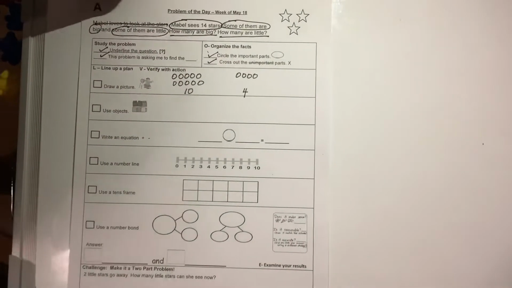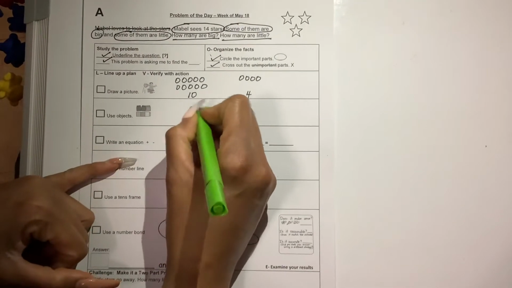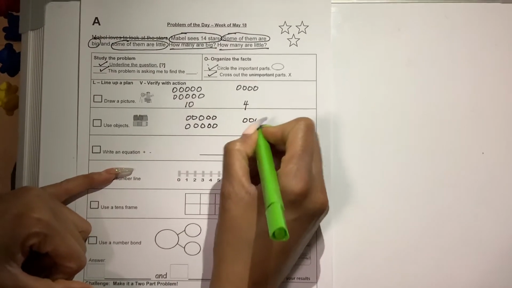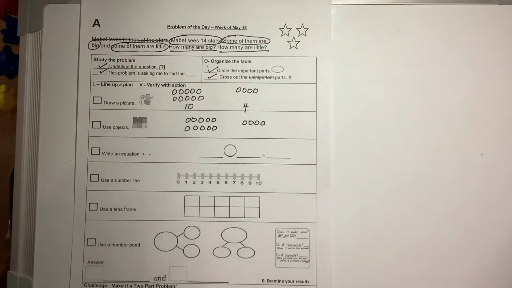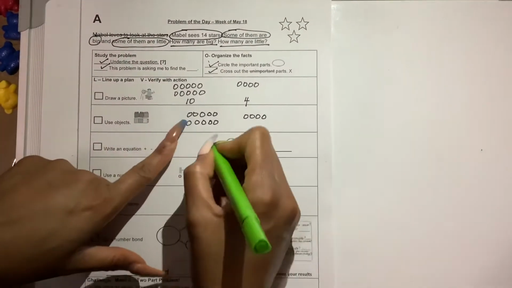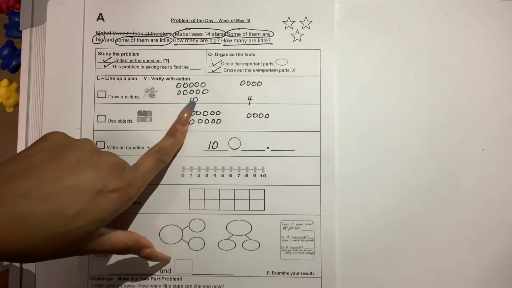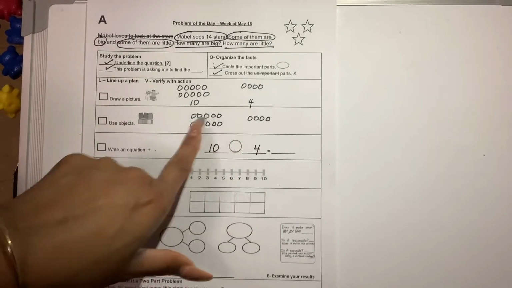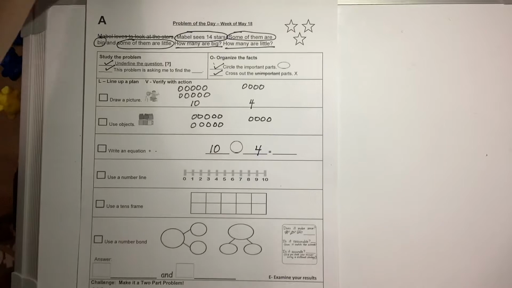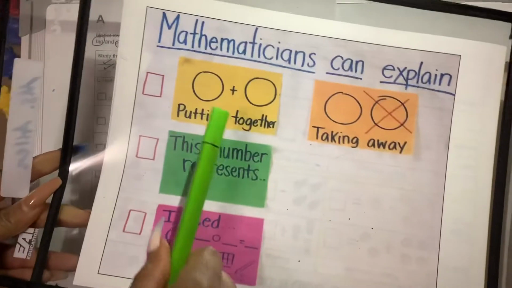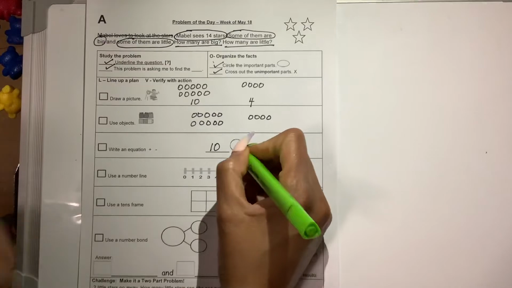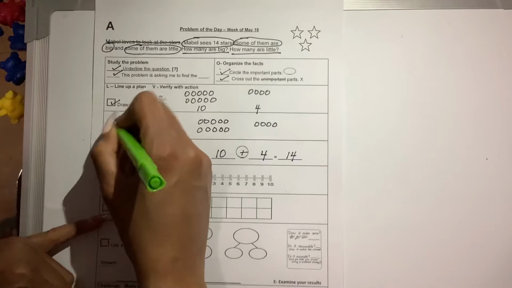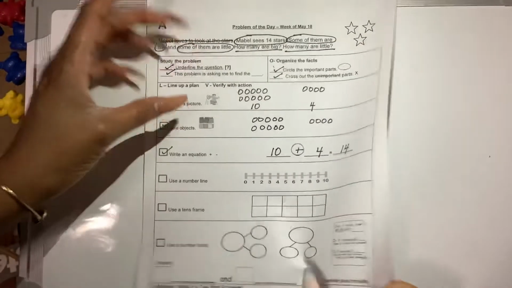Okay, boys and girls. So we have 1, 2, 3, 4, 5, 6, 7, 8, 9, 10, and then 4 ones. And when we look at these parts, we know that 14 is 10, can be big, and 4. But when we put them together, remember, when it's a putting together problem, we use the addition sign, the plus sign. So 10 plus 4 is 14. Do not forget to check your strategy boxes.